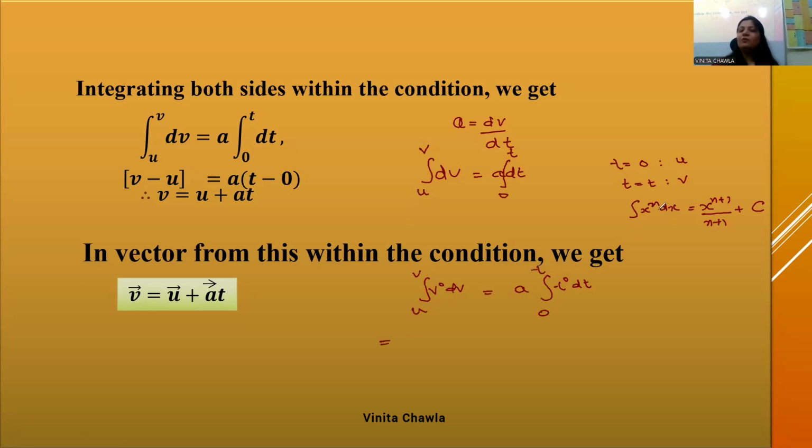Okay. Now what is the value of n? n is 0. Because we have x raised to the power n. So v raised to the power 0, n is 0. So it's v^(0+1) upon 0 plus 1, from u to v. And similarly t^(0+1) upon 0 plus 1, integrated from 0 to t. So now you have this v only, because v upon 1 is v. So it's v, and write the limits. And a, write the limits.